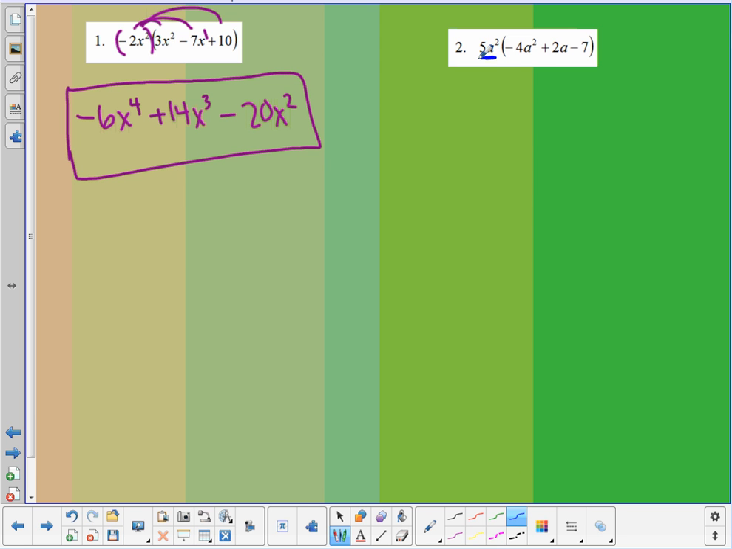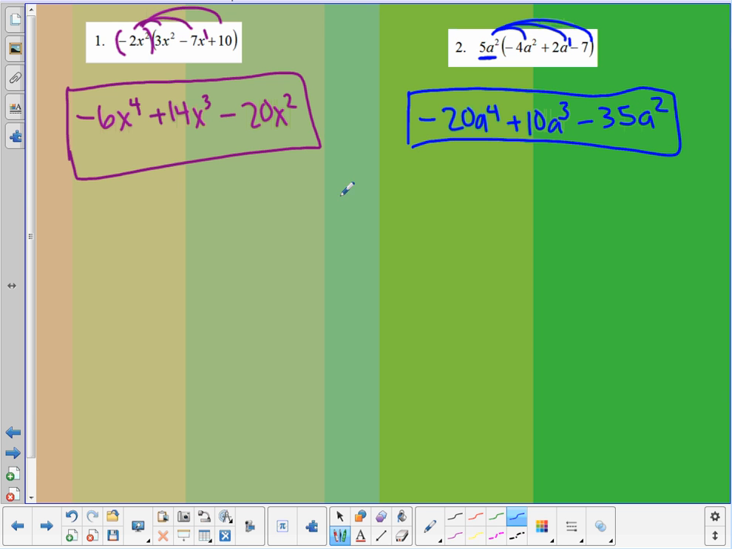In number 2, I have this 5a squared out front that's being multiplied times everything behind it. So when I multiply the monomials, 5 times negative 4 gives me negative 20. A squared times a squared is a to the fourth. Then I have 5 times 2, which is 10, and a squared times a, which is a to the third. Don't forget that that a is actually a to the first there. Then the last one, 5a squared times negative 7. 5 times negative 7 is negative 35. A squared times no other a's is still a squared. No like terms. Powers go 4, 3, 2. I'm ready to go. Let's take a look at number 3.